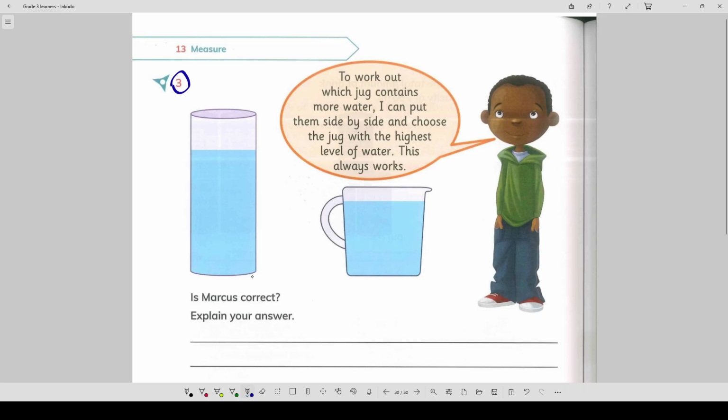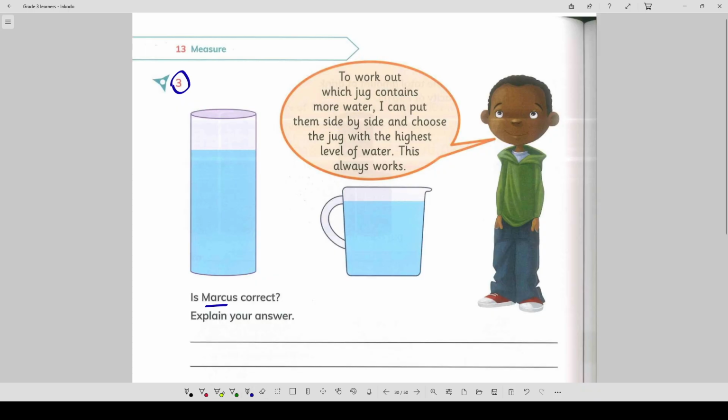Here are two jugs. Here a person is mentioned whose name is Marcus. To work out which jug contains more water, I can put them side by side and choose the jug with the highest level of water. This always works. So actually, what does this mean here?